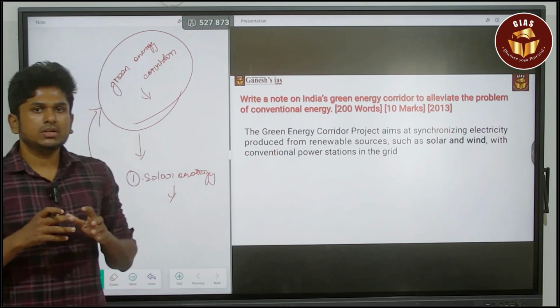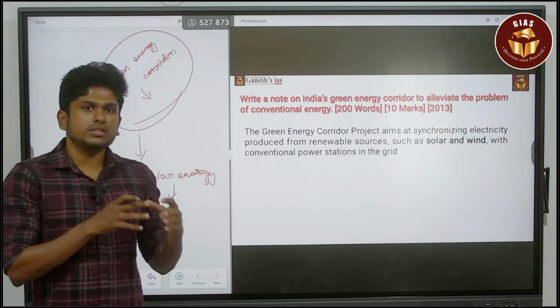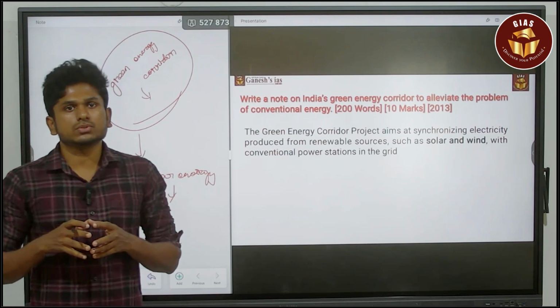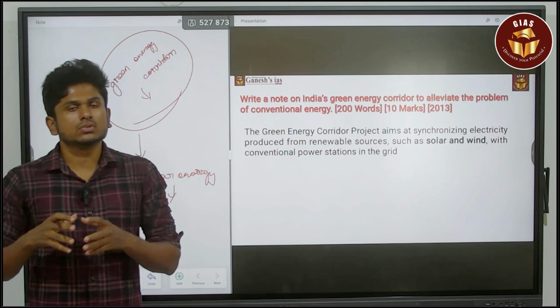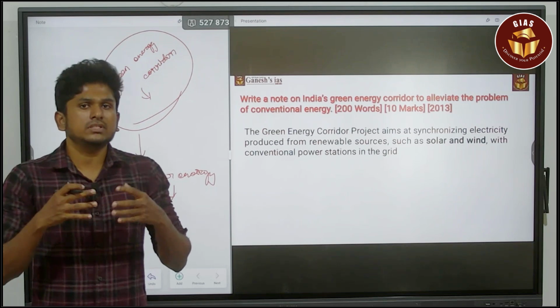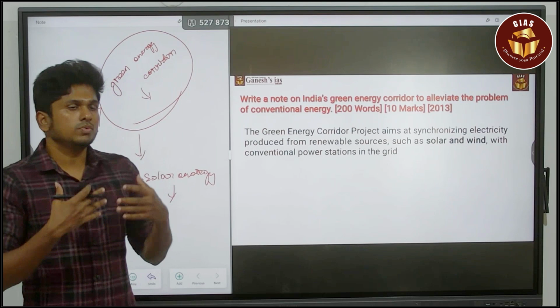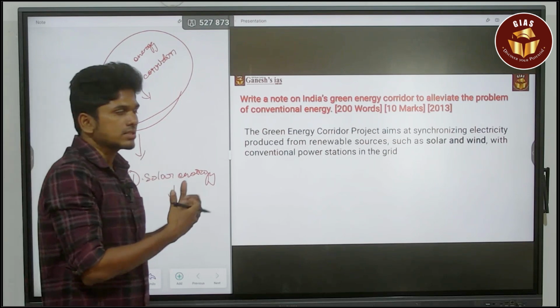So it is nothing but you are going to connect the renewable energy source to the conventional energy source and you are going to use it. So that is the holistic idea of this green energy corridor. So we will discuss what the question is asking.